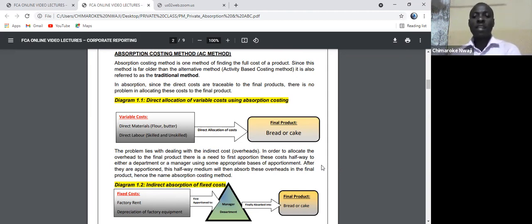Another way of saying it is that the costs are being charged to the product. A way of charging or apportioning all the costs into the product. Now, there are two methods we said. One of them is absorption costing. It's also called the traditional method. Why is it being called the traditional method? It's because this has been in use before the activity-based costing. So the activity-based costing is called a modern costing method. So the traditional method versus the modern method.